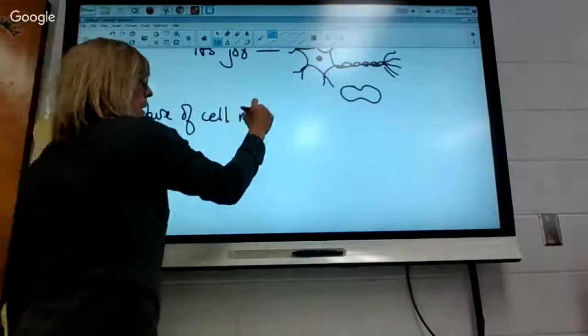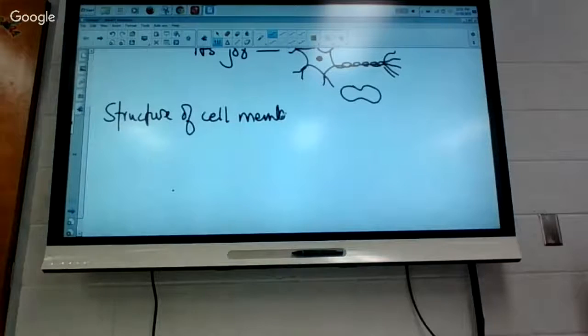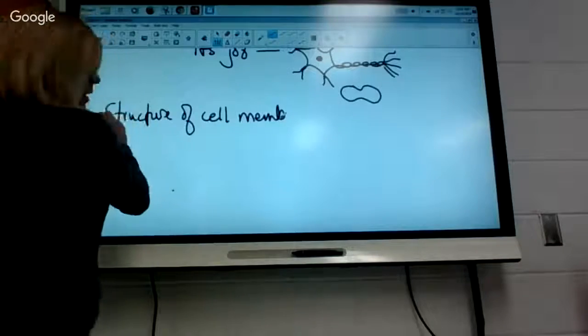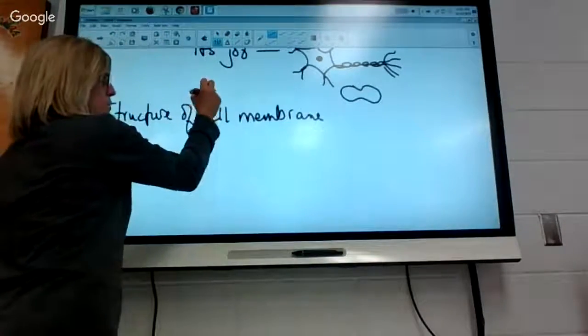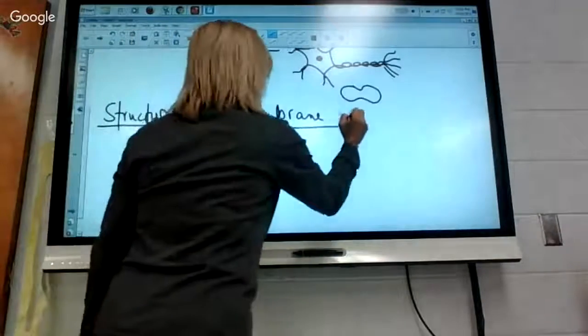We're going to draw it out, and that's what these things have been hanging here for forever, ever since first and second period did this little skit as the cell membrane. So, structure of the cell membrane. Now we also know that it's called the plasma membrane, so sometimes people will use that instead.